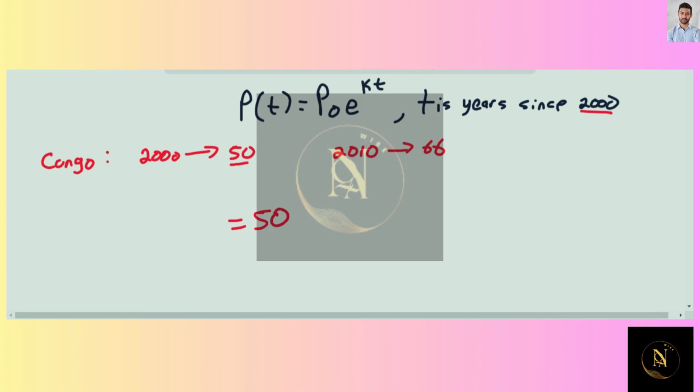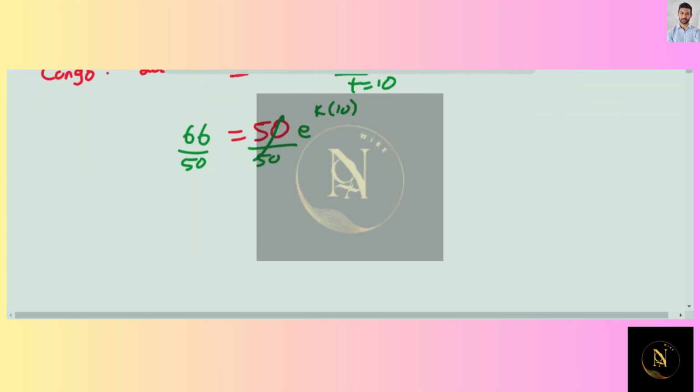Well, P of T represents the population at a particular time. We know the population in 2010 was 66 million. So 66 would be P of T, which means that T would be equal to 10. Now we can go ahead and solve this equation. The first thing I'm going to do is divide both sides by 50. So we can reduce 66 over 50 to 33 over 25.